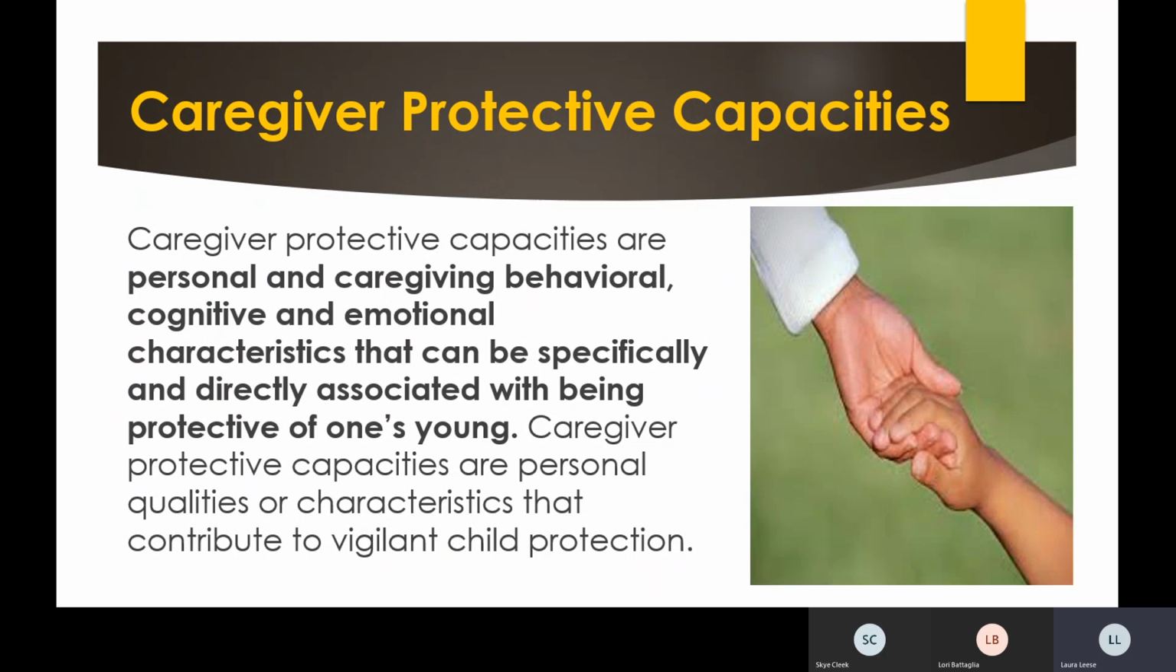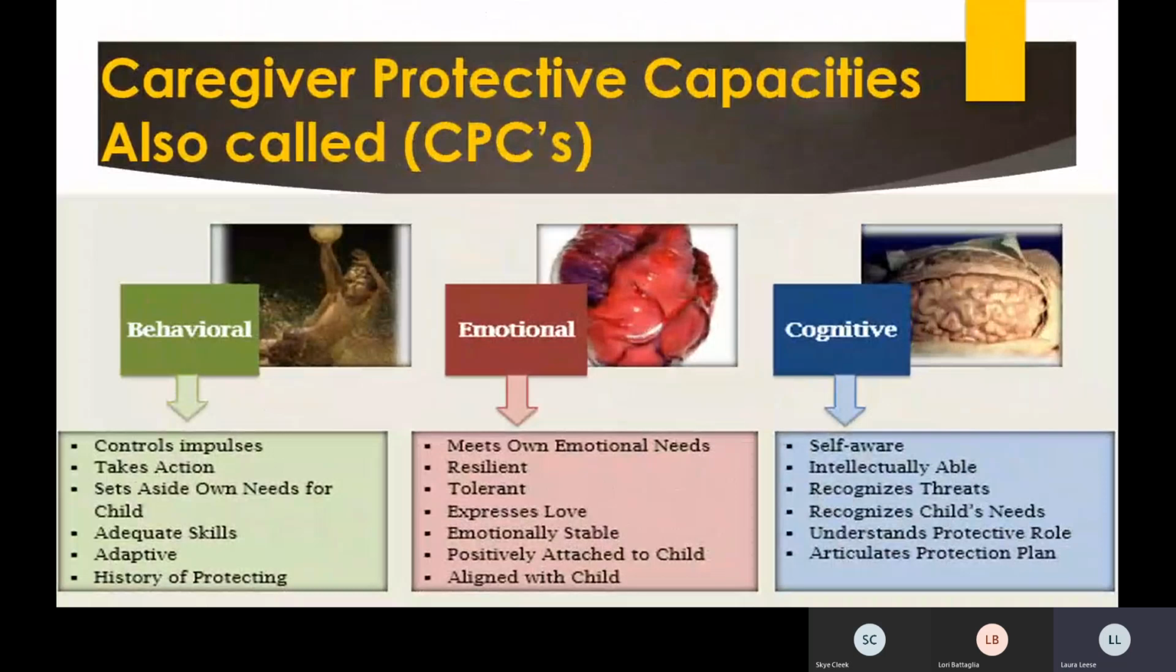These are the personal qualities or characteristics that contribute to being that vigilant child protector, that parent that is going to grab that child's hand, in my totally non-practice model example earlier for my safe child. So, okay, you've seen this slide before, but I didn't go over the components within it, because this is where we will be talking about it a little more in depth.